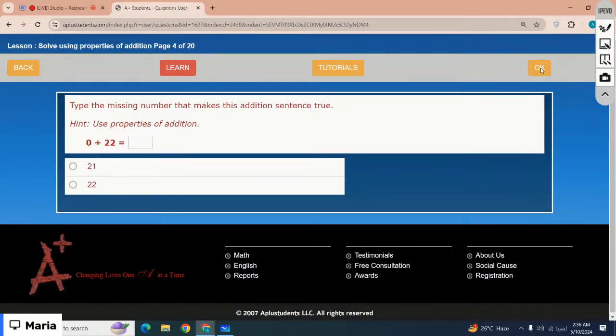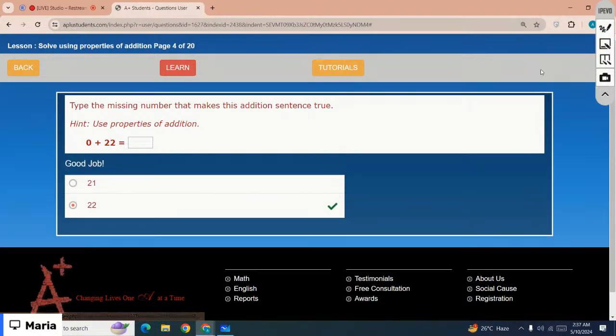Type the missing number that makes the addition sentence true. 0 plus 22 equals 22. The correct option is 22.